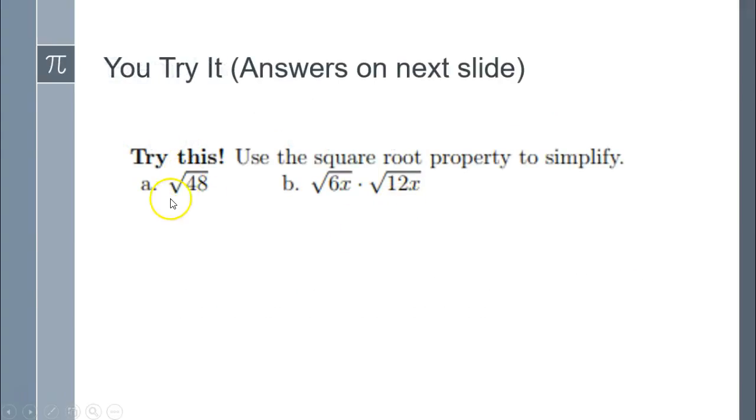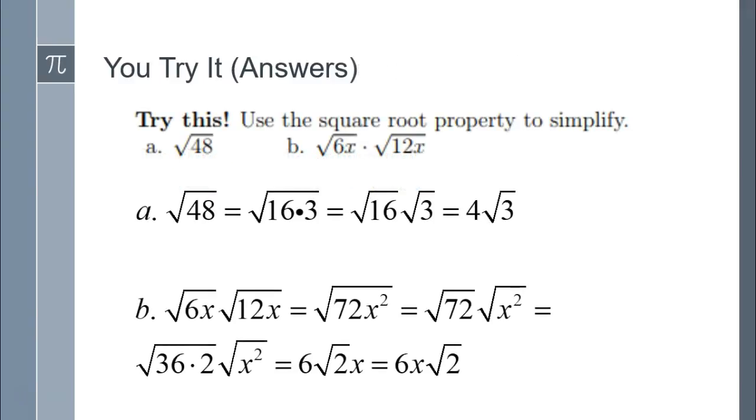So again, there's 2 examples for you to try. One where you use the product rule to break up the radicand, and one where you multiply to make a bigger radicand that may contain perfect squares. Stop the video and try these and come back and we'll go over the answers. Okay, you're back. Let's see how we did.